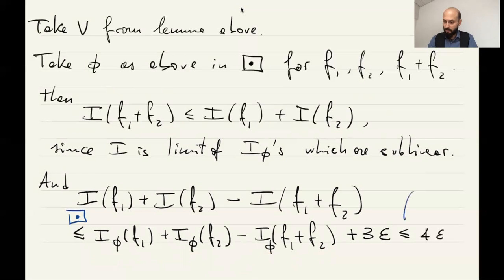Here we apply the lemma. So what we proved is that since epsilon is arbitrary, I is linear. So as epsilon is arbitrary, we get that I is linear.